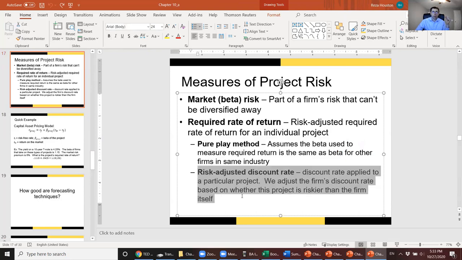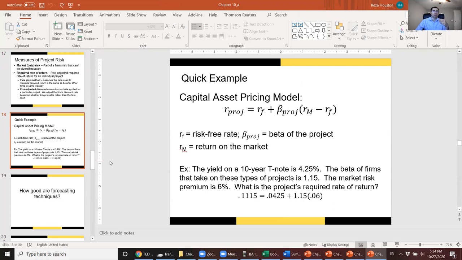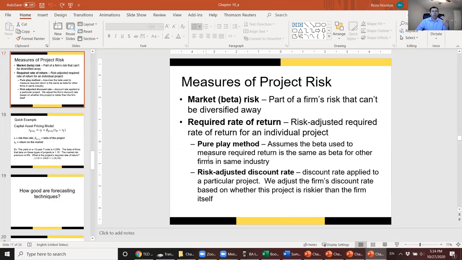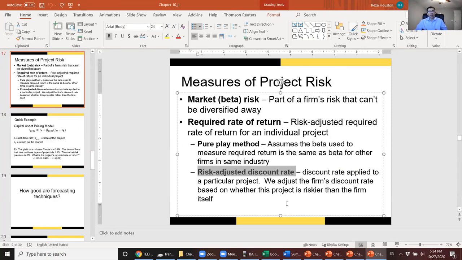The risk-adjusted discount rate method, this is a little more, I don't want to say guesswork, but I mean, it is kind of guesswork. Basically, we take our firm's required rate of return, our firm's discount rate based on the CAPM. And let's say our firm's discount rate is 10%. Well, if the project that we're considering investing in is riskier than the average project that our firm typically invests in, what we might decide to do is increase our discount rate from 10% to 14% to account for that additional risk. If the project is less risky than the average project that our firm invests in, then we might decrease our discount rate by 4% to, let's say, 6%.